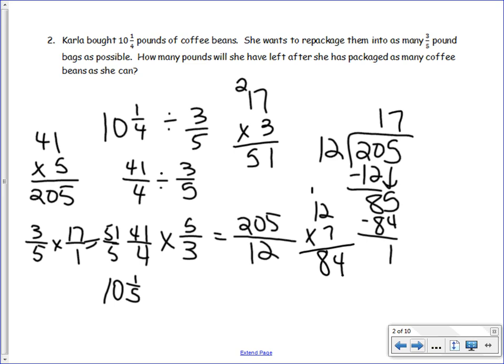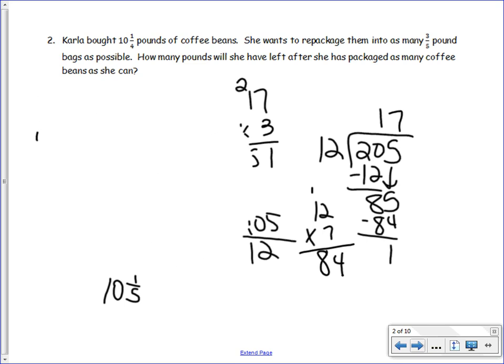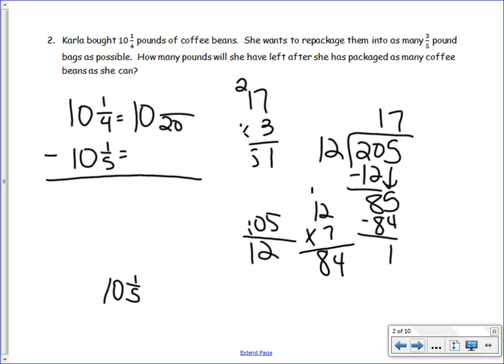So I'm going to subtract those two numbers to see how much she has left. I'm going to erase some of this. All right, so now I have 10 1/4 minus 10 1/5. I'm going to find a common denominator, which is 20. 5 times 4 is 20. 1 times 4 is 4. 4 times 5 is 20. 1 times 5 is 5. So 10 and 5/20 minus 10 and 4/20 is 1/20. And that's how much she has left over: 1/20 of a pound.